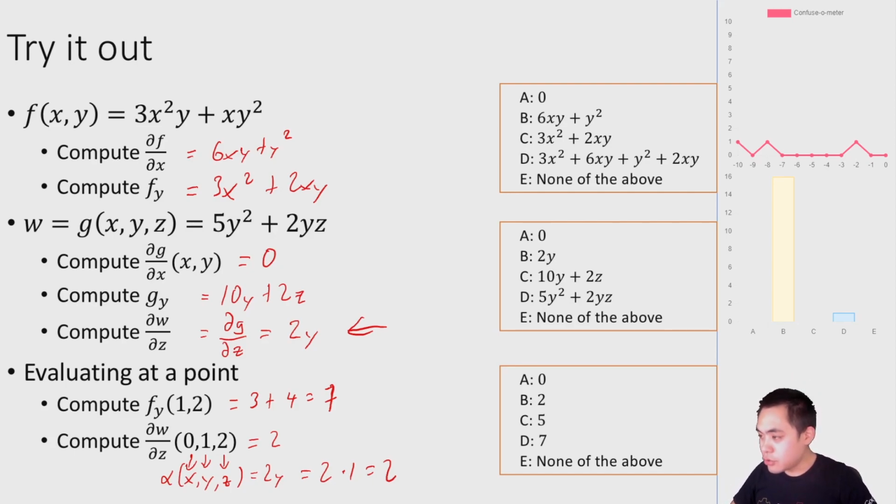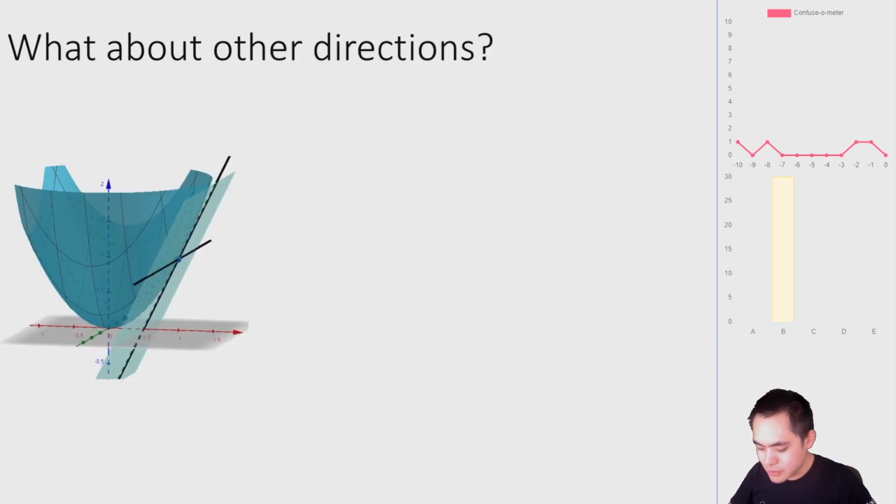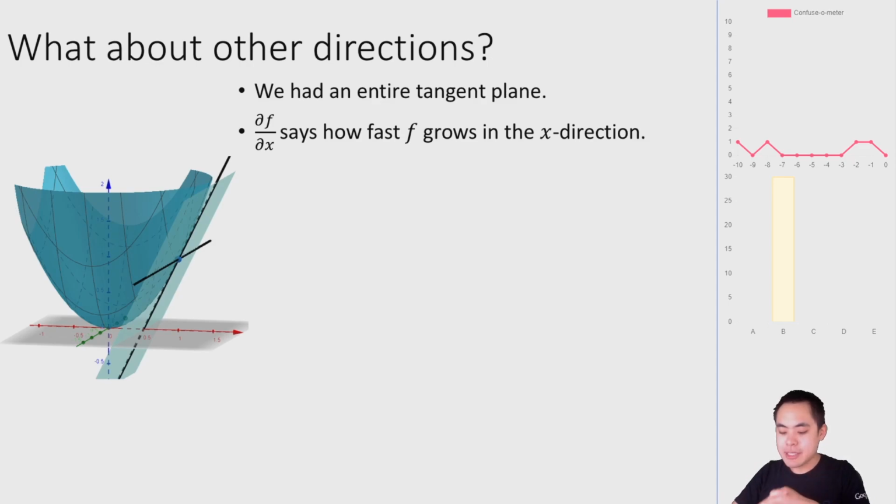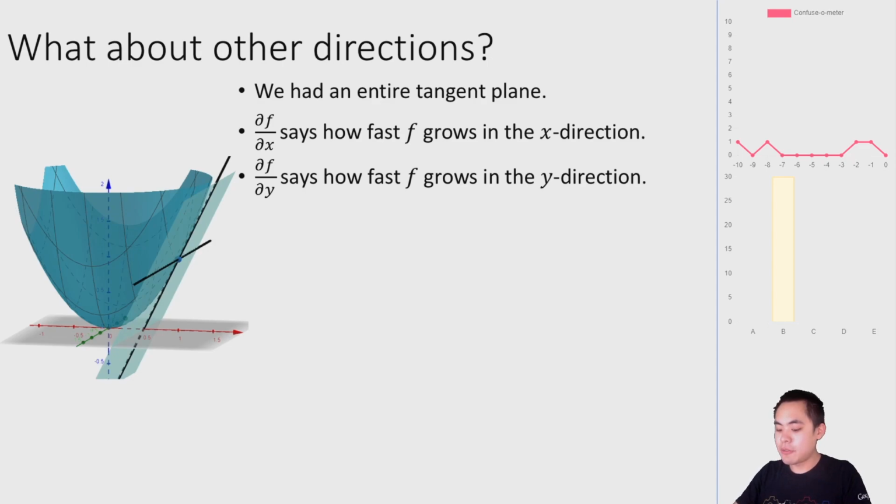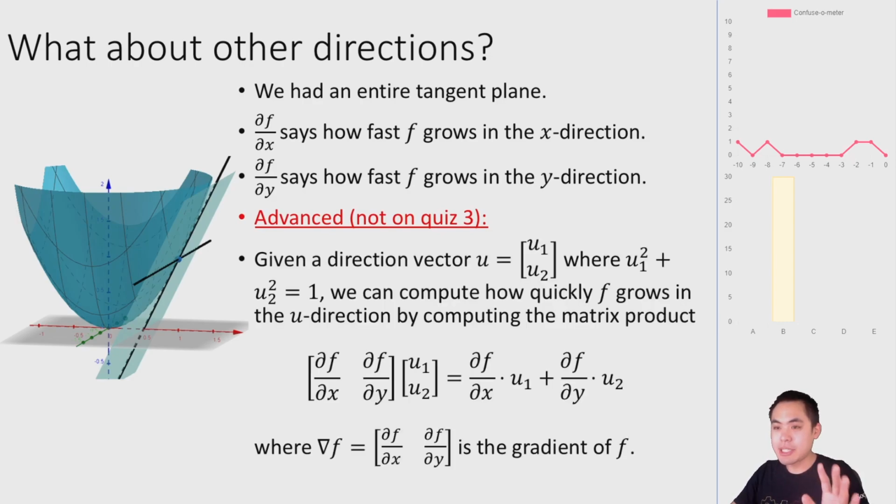Okay, so let's go on to the next topic. So what about other directions? So remember, we had an entire tangent plane, and we only asked about the x and y directions. So del f del x says how fast f grows in the x direction. Del f del y says how fast f grows in the y direction. And now, something that's a little bit more advanced, which you may see in your physics classes, but we're not going to cover on quiz 3. Or, I mean, if we do, it's going to be very carefully explained. So this is a slightly more advanced topic.